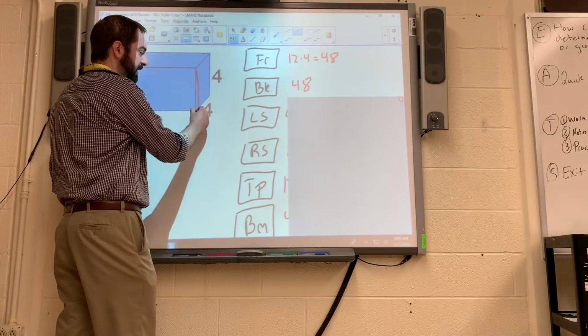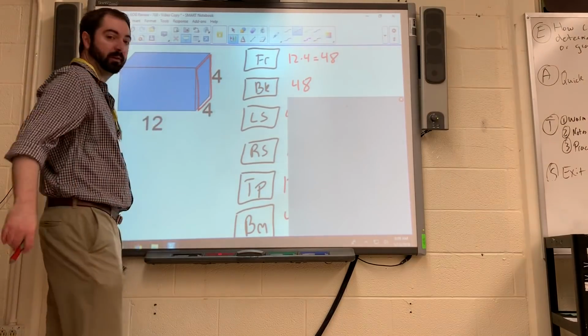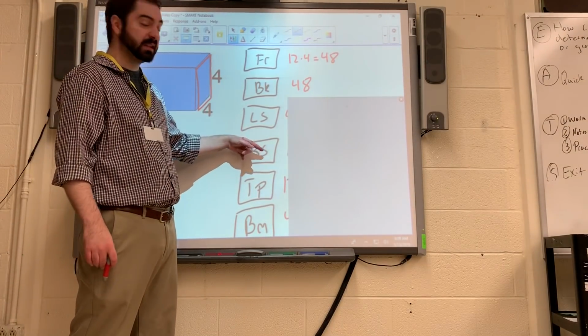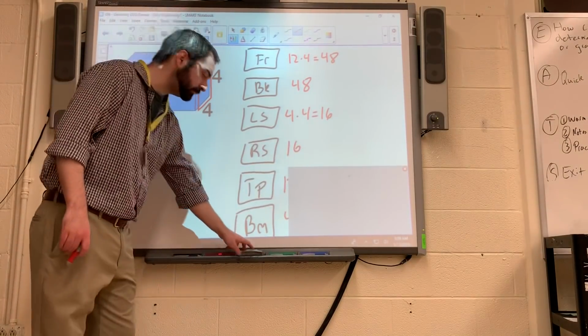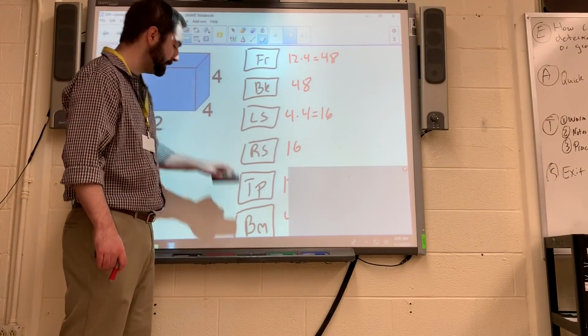Well, as I trace the right side, I go past 4 and 4. The left side and the right side are the same, so I know that they're both going to be 4 times 4, or 16. Last part I've got to figure out: top and bottom.